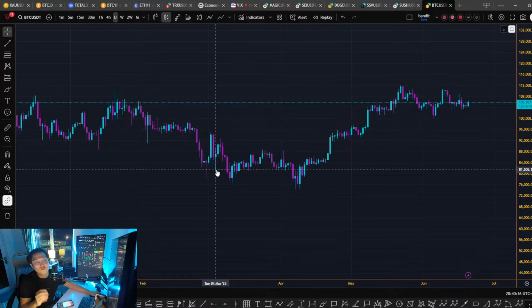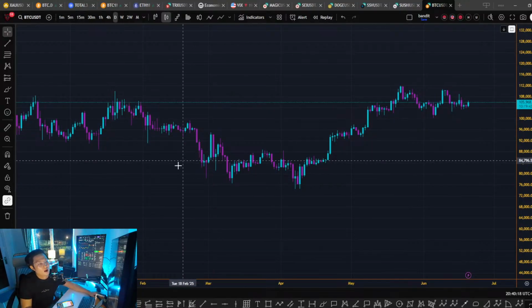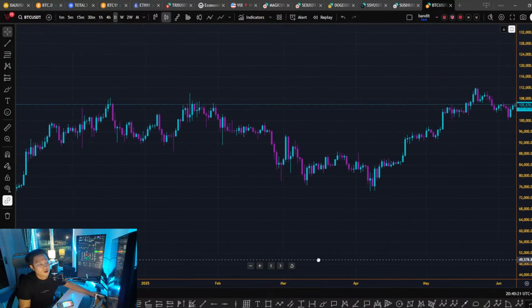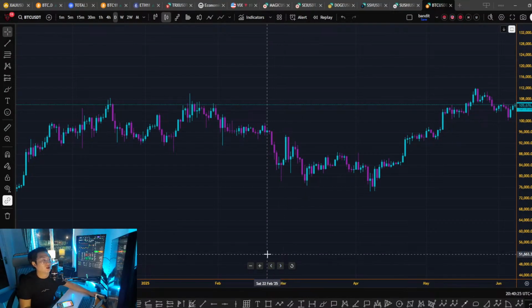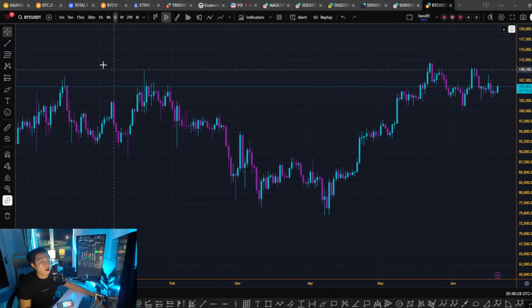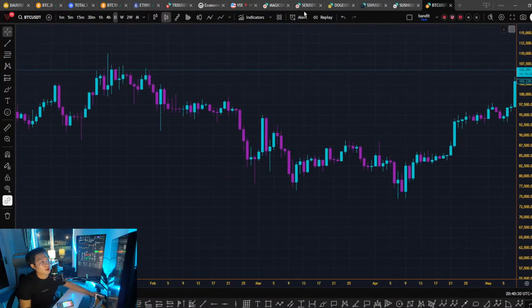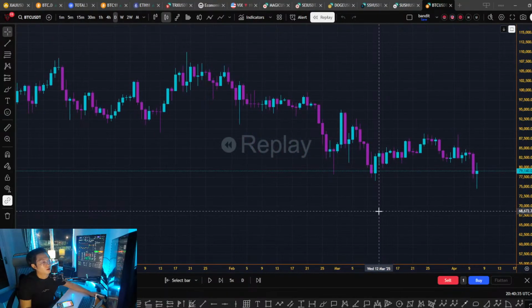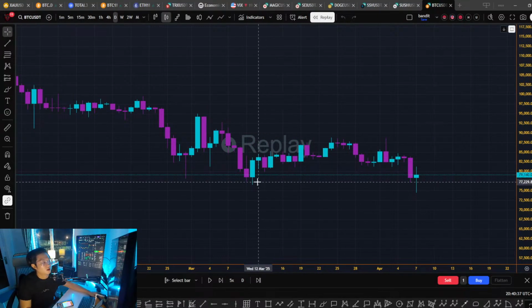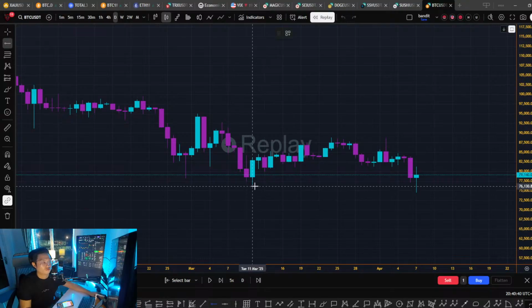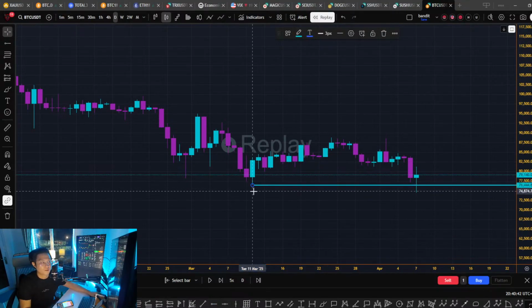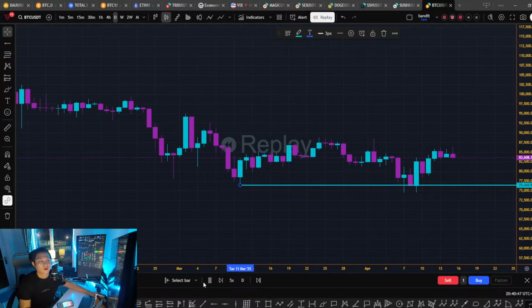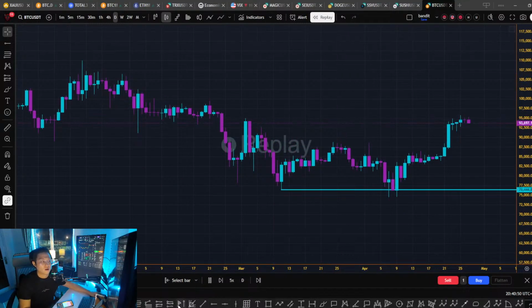Often, not always, but often, before some move happens, there is a liquidity sweep. Here I'm using the daily. This is what we call a liquidity sweep. This is the previous lower low, and it sweeps the lows. And what happened after that? Bam.